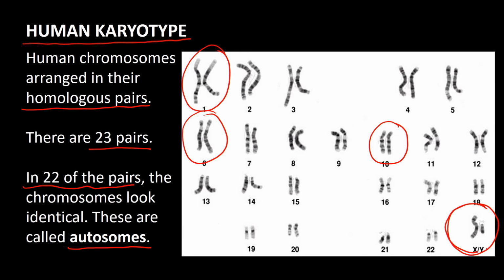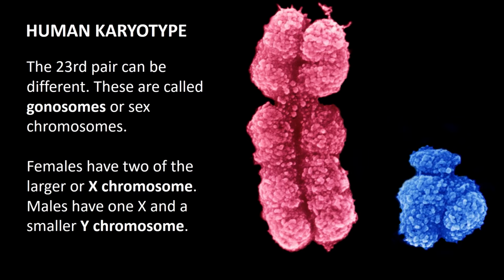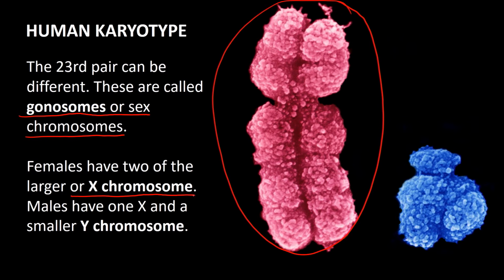The other pair here are the sex chromosomes, and they can be the same or they can be different. These are the sex chromosomes, or the gonosomes. By the way, they're not really pink and blue. They've just been colored that way to help you distinguish the difference between the two. So females have 2 X chromosomes, whereas males have 1 X and a smaller Y chromosome.